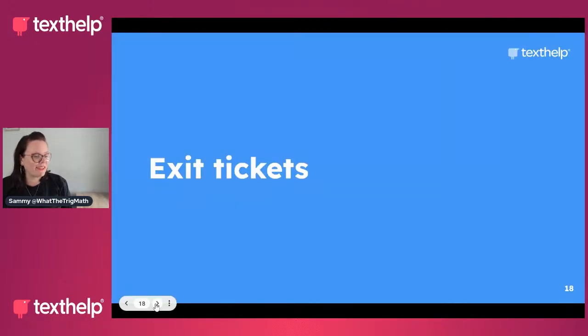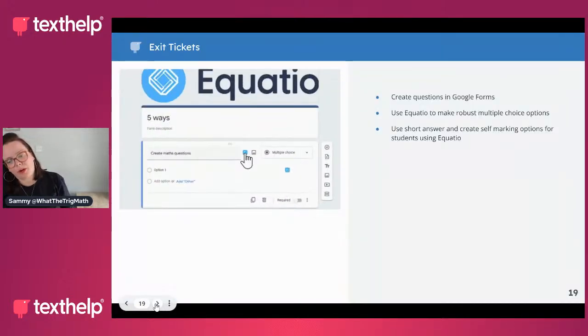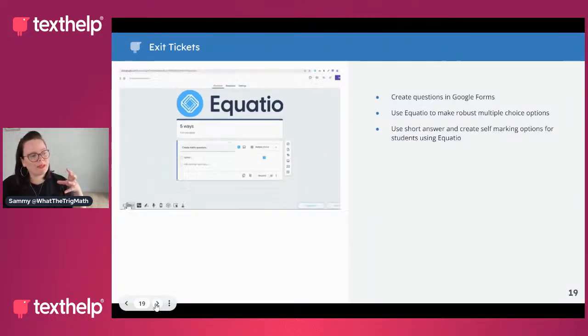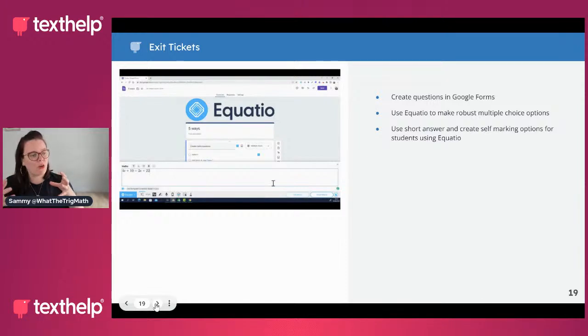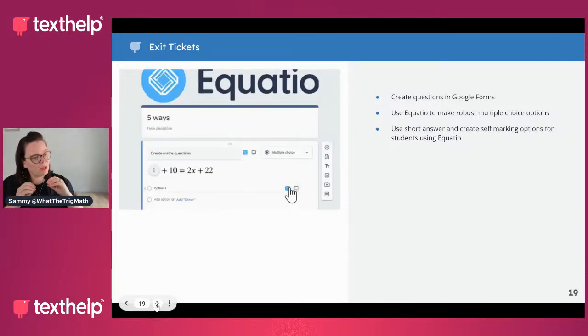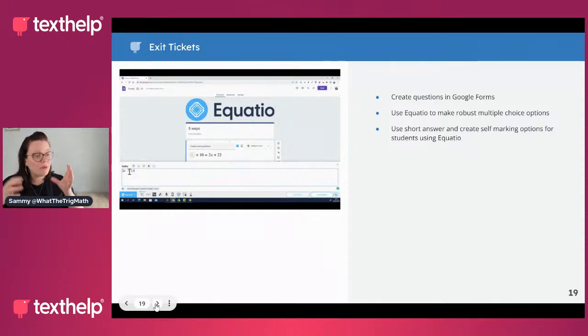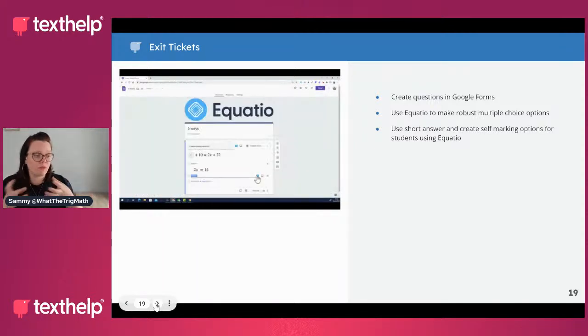I think the quickest way to put Equatio in your classroom, however, is exit tickets. Exit tickets are bread and butter of teaching. That quick check for how did the lesson go and where did we get to at the end point. Once you have the Chrome extension installed, and if you're a Google Forms user, you can just click the little blue icon and you can create questions for your students, multiple choice, or you can leave it free answer.